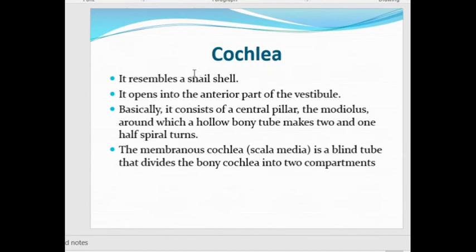So the cochlea is a snail shell. It opens into the anterior part of the vestibule. It consists of a central pillar and semimodulus, around which a hollow bony tube makes 2.5 spiral turns. The membranous cochlea, scala media, is a blind tube that divides the bony cochlea into two compartments.